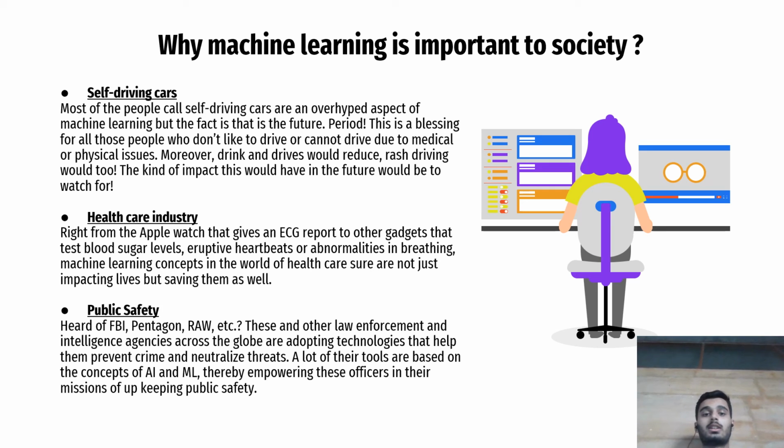Right from the Apple Watch that gives an ECG report to other gadgets that detect blood sugar levels, erratic heartbeats or abnormalities in breathing, machine learning concepts in healthcare are not just impacting lives but saving them as well. Public safety: heard of the FBI, Pentagon, RAW, etc.? These and other law enforcement and intelligence agencies across the globe are adopting technologies that help them prevent crime and neutralize threats. A lot of their tools are based on AI and machine learning, thereby empowering these officers in their mission of keeping the public safe.